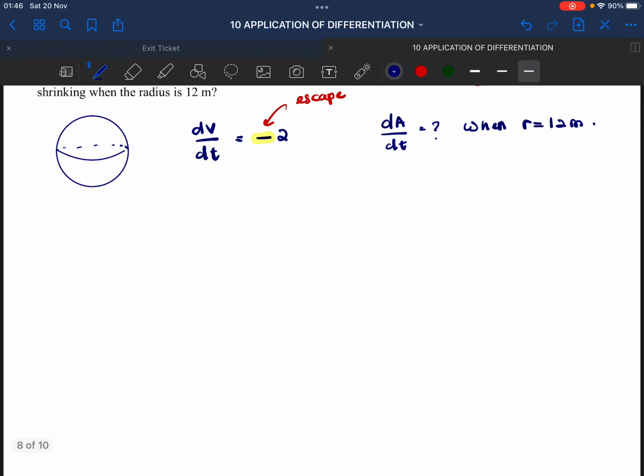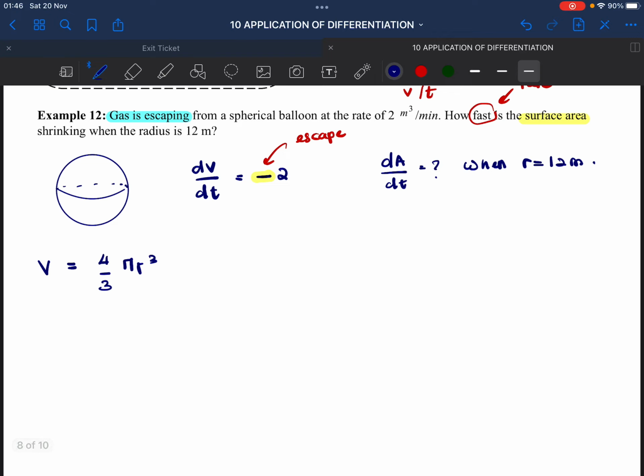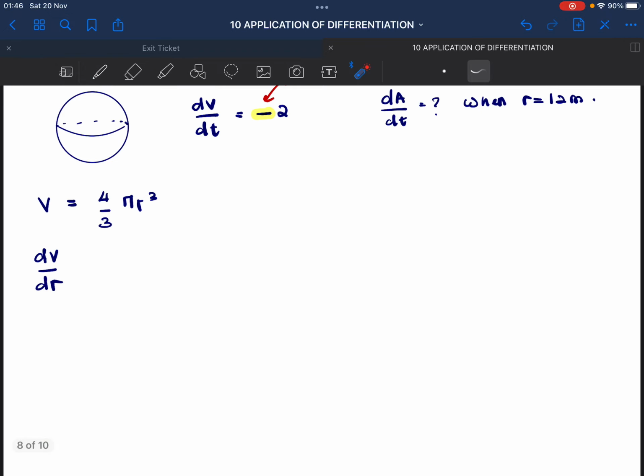First, talking about a spherical balloon, we should have the formula for the volume of a sphere, which is 4 over 3 pi r cube. Just like before, we differentiate this. Differentiating v, we get dv over dr. Because we have r here, we can change it into a single variable. So 4 over 3 multiplied by 3, we have 4 pi r square.